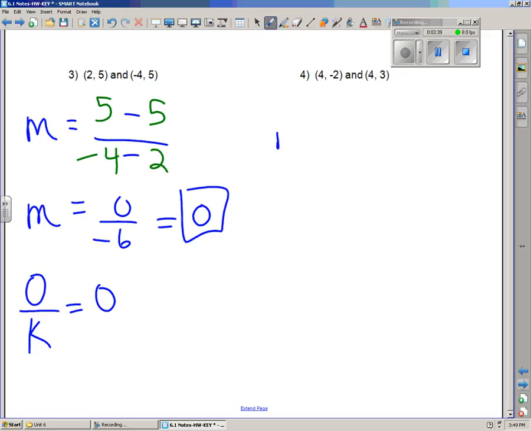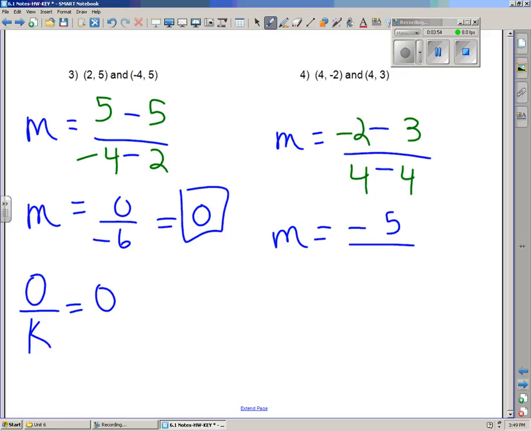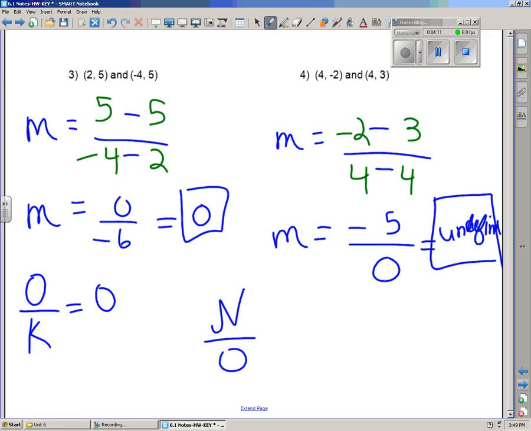When I do the slope of this next one, I'm going to go from left to right. I'm going to do -2 minus 3, 4 minus 4. And this time -2 minus 3 is -5, 4 minus 4 is 0. And remember, it's never okay to have 0 on the bottom. No way, not allowed to do it, which means this slope is undefined. But this slope ends up being undefined. Okay, can't divide by 0, not allowed to. So it's not 0, it's no slope.